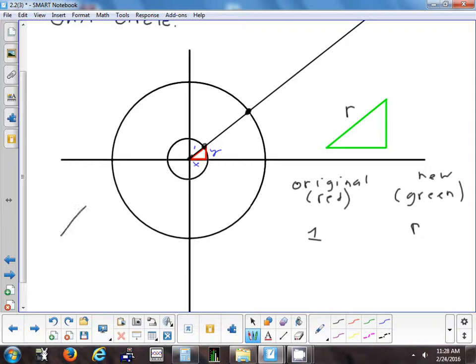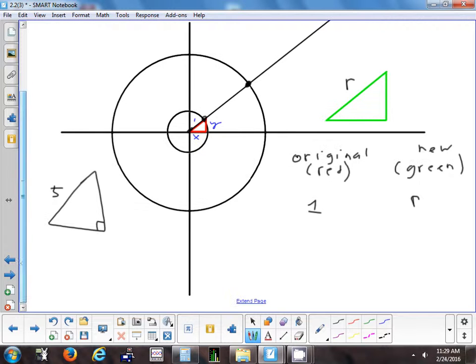So if I had a triangle like this, and the radius was 5, what would I have to do to that triangle to make it a radius of 1? How much smaller would I have to make it? I'd have to make it 5 times smaller. What if I had a triangle and the radius was 10? How many times smaller would I have to make it? I'd have to make it 10 times smaller.